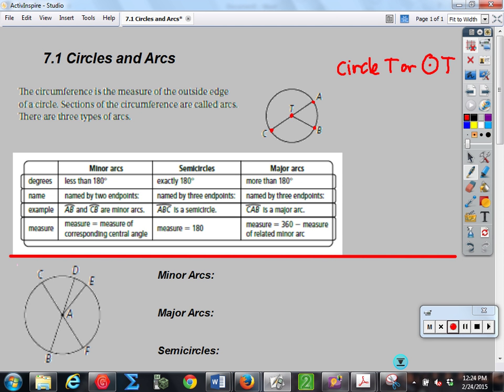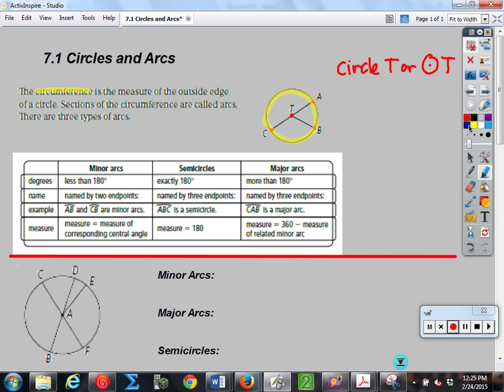And then you guys have done circumference before. So circumference is the measure of the outside, right? And that's what we're mostly going to be talking about today, just the circumference, the outside. And then we are talking a lot about arcs today. So the arc is just an unbroken piece of the circle.